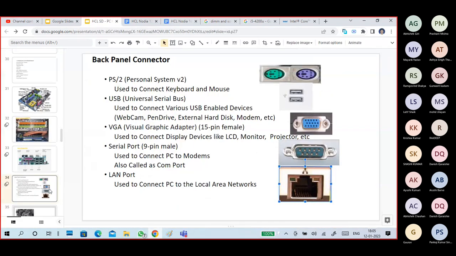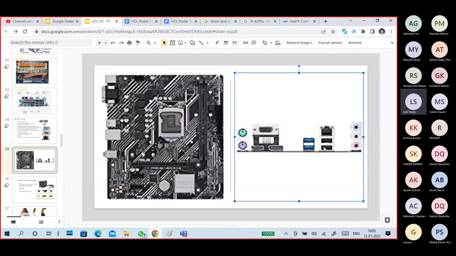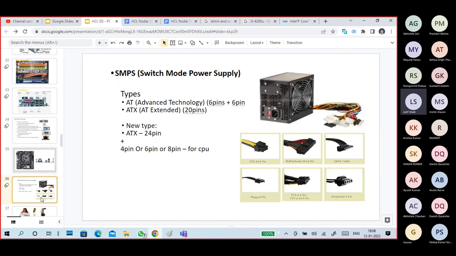Nowadays we are getting different motherboards, and these are the back panels of different motherboards. See, here I am getting PS/2 as well as VGA and HDMI, no serial port, no parallel port. USB is there, and blue USB means USB 3.2. Black or white USB means USB version 2. USB version 3 is blue. This is the LAN port and this is the audio connector.